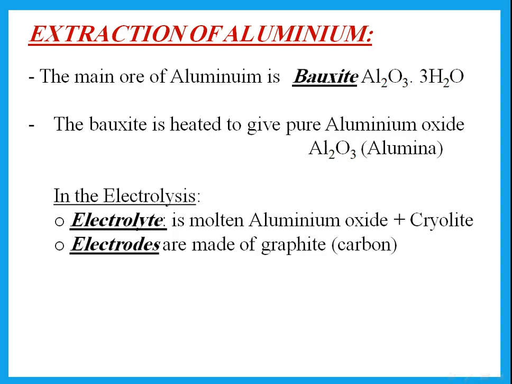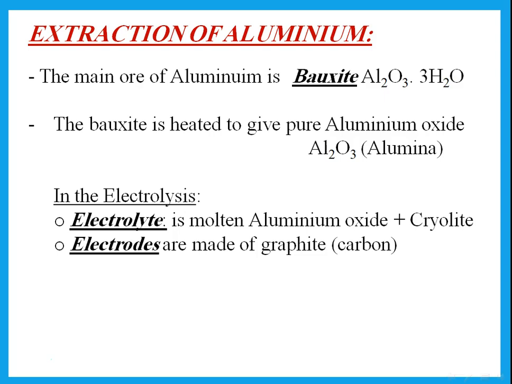So why are we using cryolite? To lower the melting point of aluminium oxide, because if I need to heat it to a lower temperature, that means it is less expensive. It's using less energy. So my electrolyte that I'm going to do electrolysis of is actually a mixture of the molten aluminium oxide and cryolite.